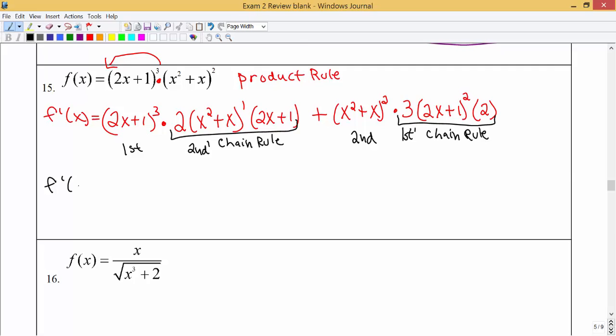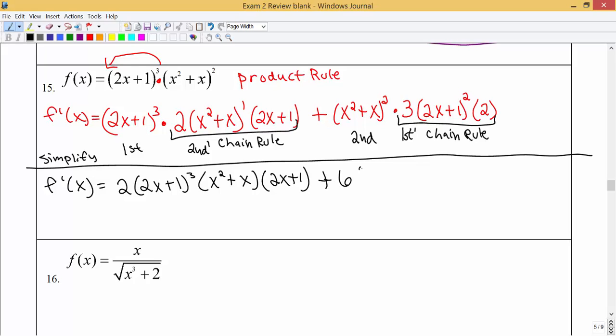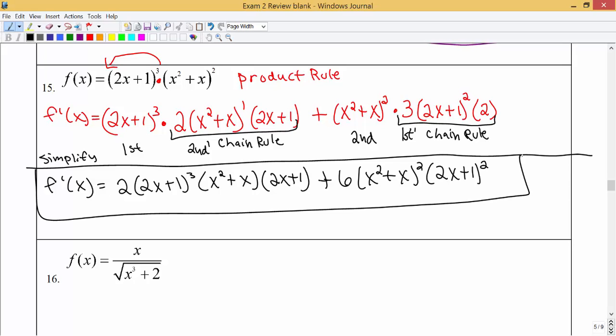And I'm going to clean up a little bit here. I'm going to bring the singles out to the front, so that would be 2, and it doesn't matter the order of the groups. And then for the second term, I'm going to look for the singles. We have a 2 and a 3, so I'm going to write this as 6. And then I'm going to write down the groups, and once again, it does not matter the order of the groups. And that's it.